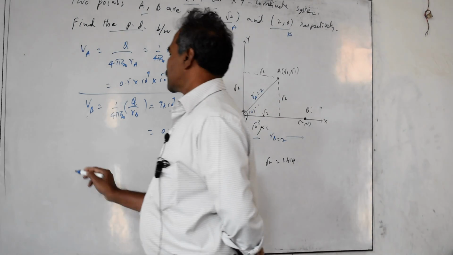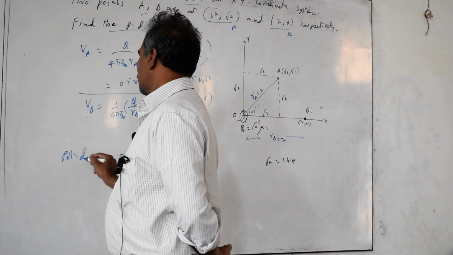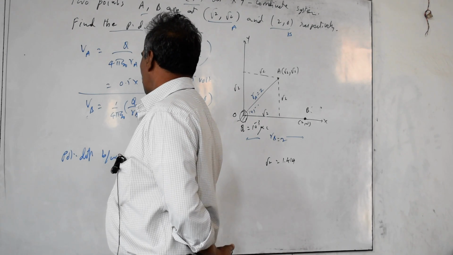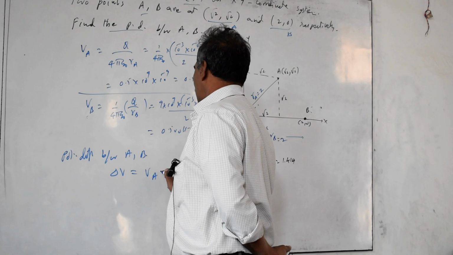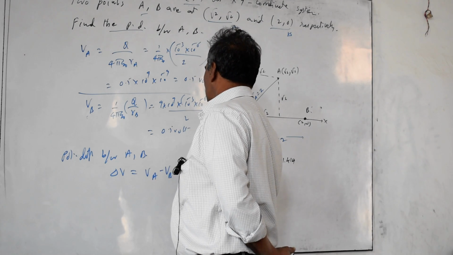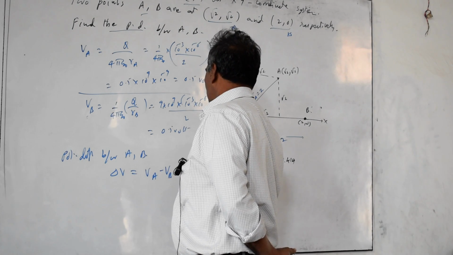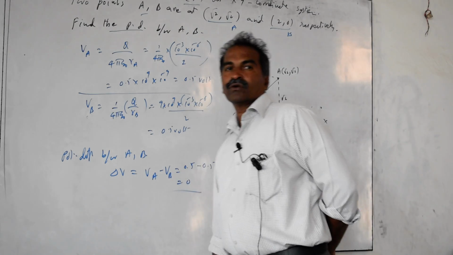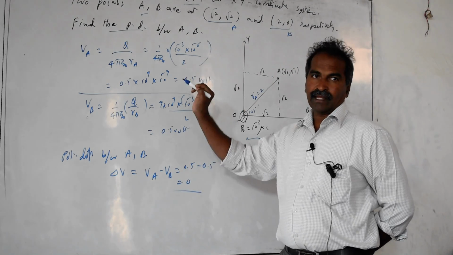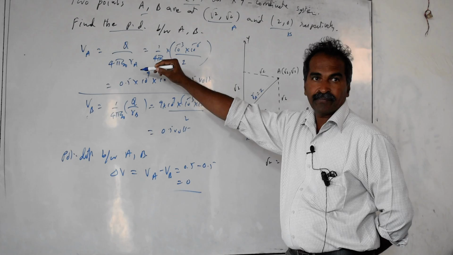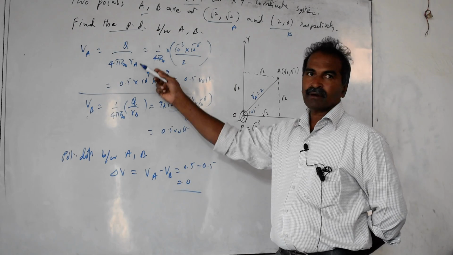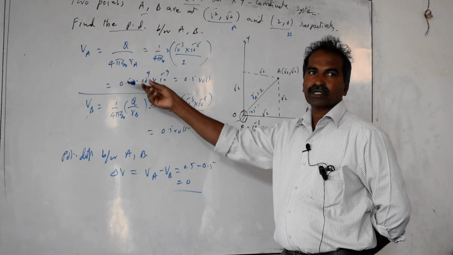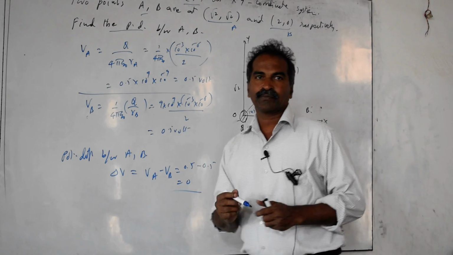So the potential difference between points A and B, delta V, is VA minus VB. 0.5 minus 0.5 equals 0. When options are 0, you can check by the formula only, by substitution, whether the values are the same. When the values are the same, there is no need to work out more, because Q is the same, R is the same, automatically the potential is also the same, and the potential difference becomes 0.